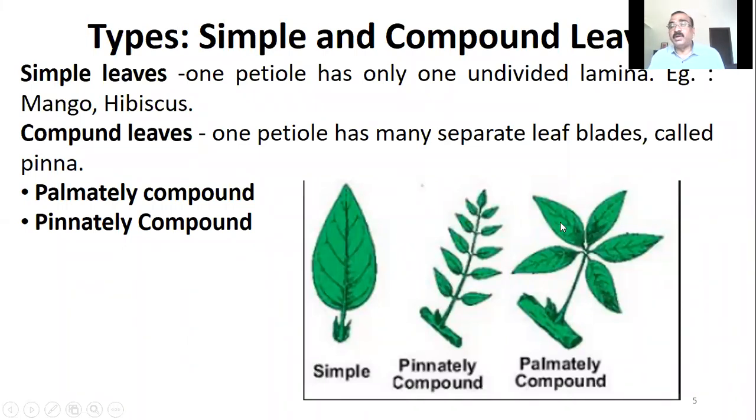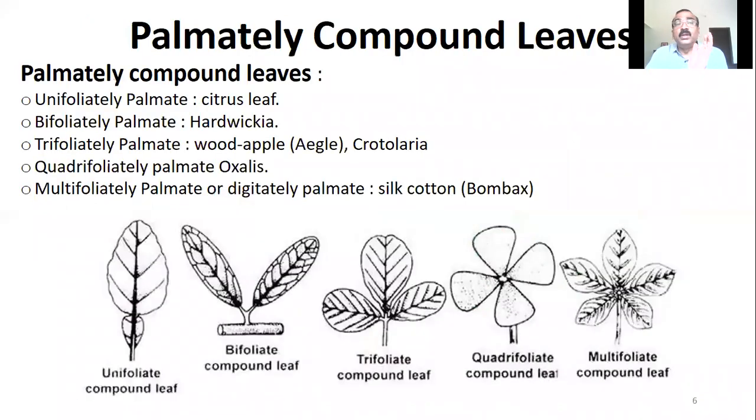Now this is called as palmately compound because this is something similar to the arrangement of fingers in our palm. So all the fingers develop from the same level. So the leaflets or pinna are arranged like fingers, and therefore it is called as palmately compound or digitately compound, whereas this is called as pinnately compound. I think the difference between pinnately compound and palmately compound is clear.